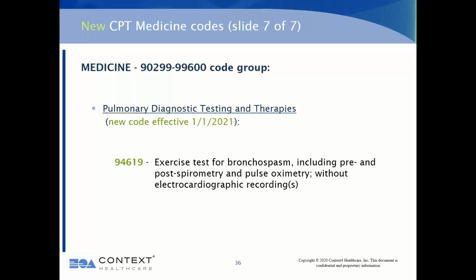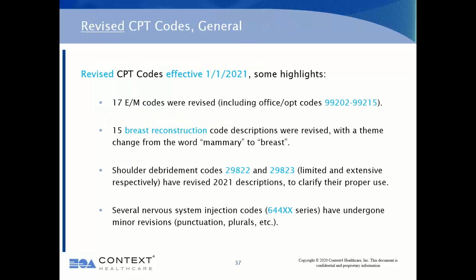Code 94619 will, in 2021, allow reporting of an exercise test for bronchospasm when done without an EKG recording. Established code 94617 already exists for use in reporting this test along with an EKG.